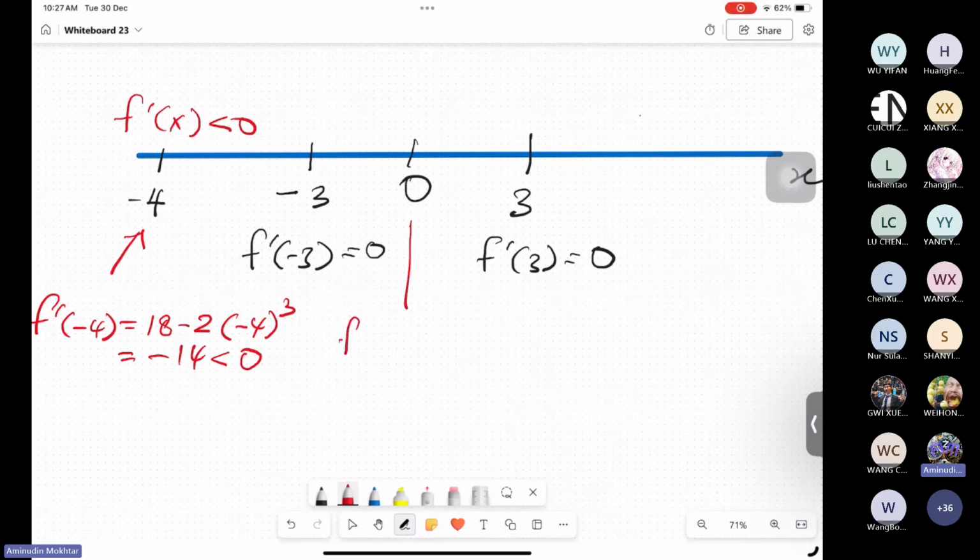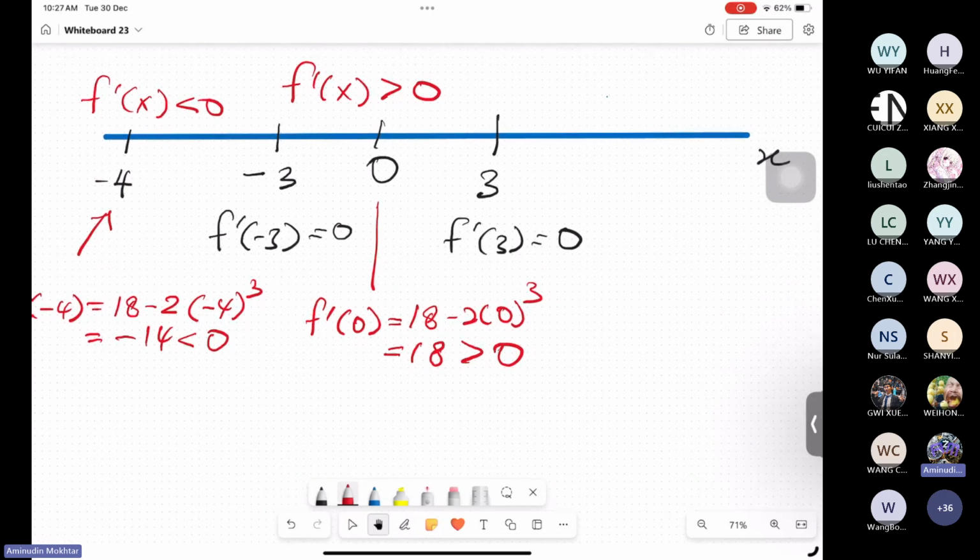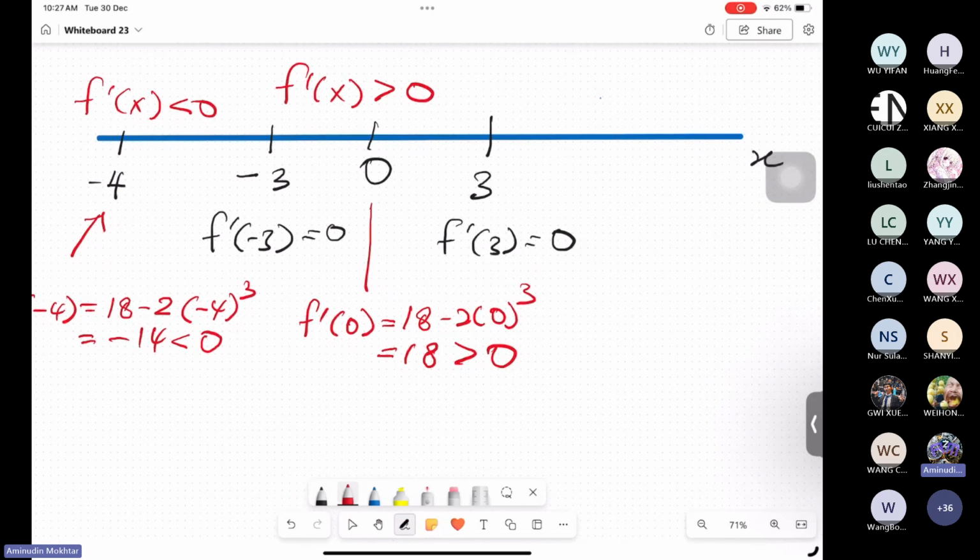So the slope of the function when x equals 0 is equal to 18 minus 2 times 0 to the power of 3. The answer is 18, so the slope is positive. So between these two critical points, between -3 and +3, the slope is positive. You can find any other number to prove that the slope is positive, as long as the number is between -3 and +3.